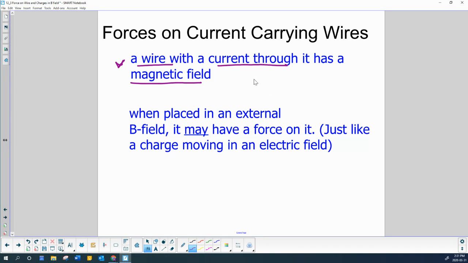Now that's important because whenever you have something with a magnetic field, then you have the opportunity to influence it with another magnetic field. And that's what's going to happen here. So when placed in an external magnetic field, so it's got its own magnetic field that gets created when a current flows through it, now we're going to put it in another magnetic field. And when that happens, it may, this is important, it may have a force on it, just like a charge moving through a magnetic field may have a force on it if the conditions are right.